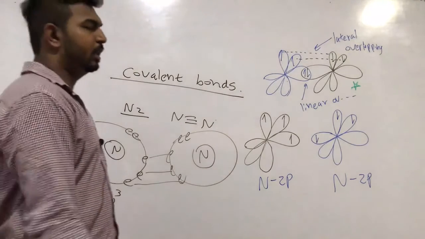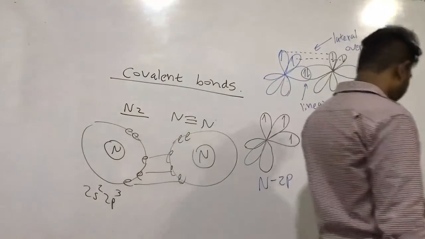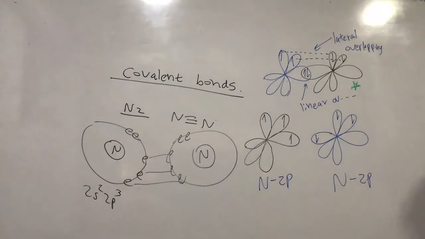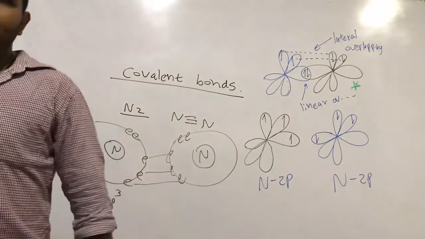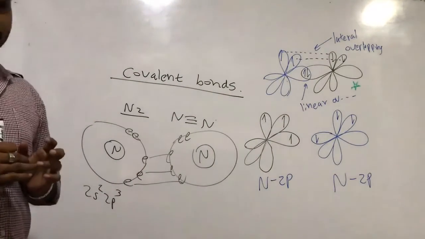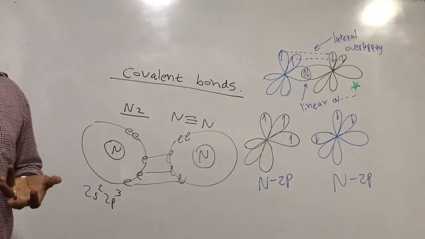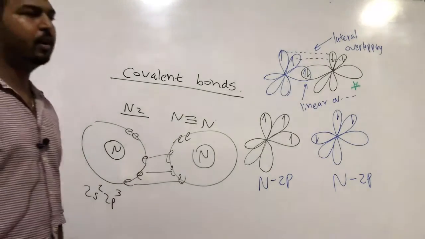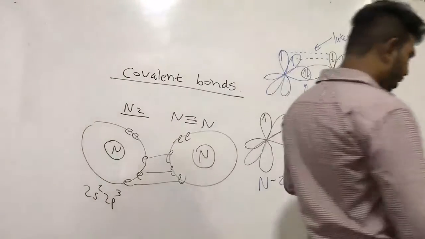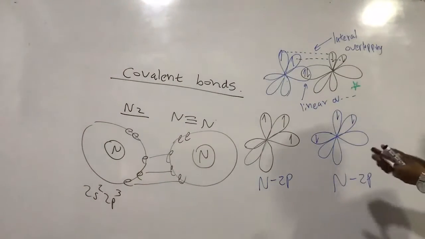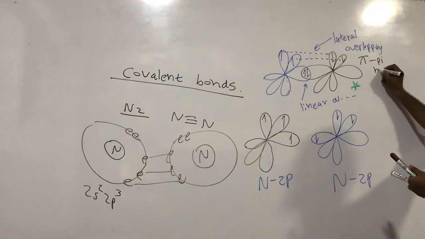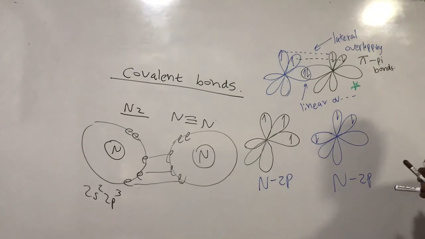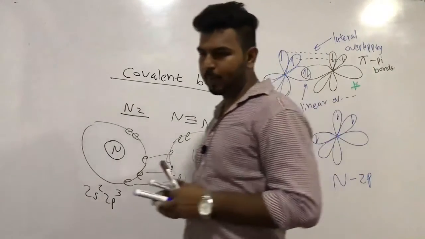The chemical bonds formed from lateral overlapping are called pi bonds. This is pi bonds.